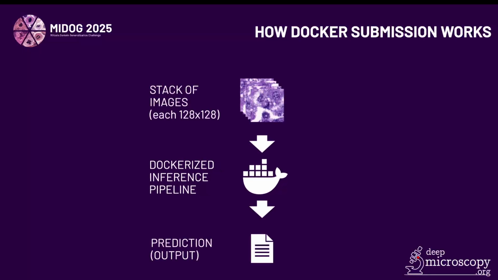The task of your container in track number 2 will be to run inference on a stack of maximum 16 images, each centered around a mitotic figure and being 128 by 128 pixels in size. Your container will have to classify each of the images in the stack and provide a class and probability information in JSON format.